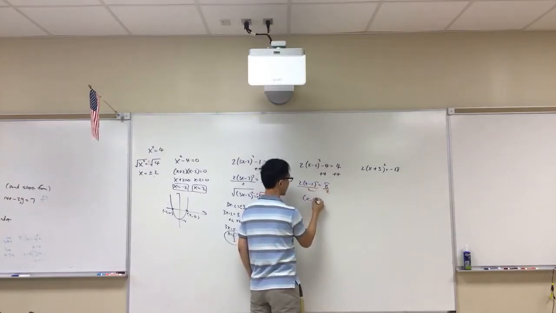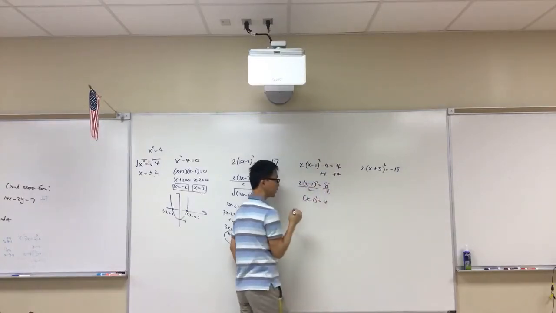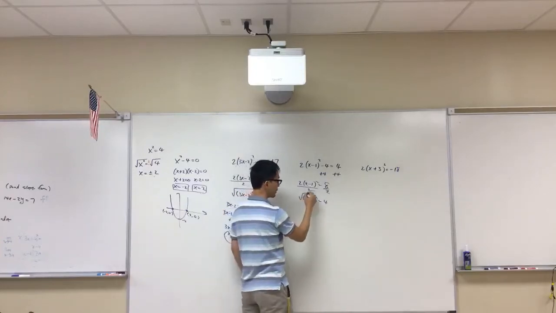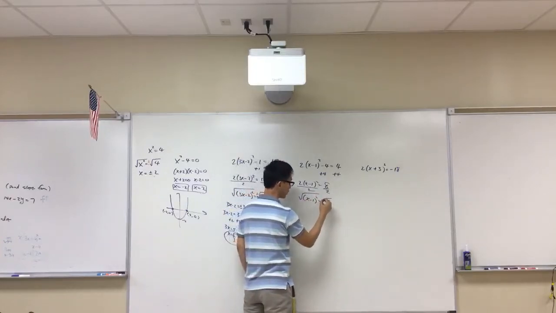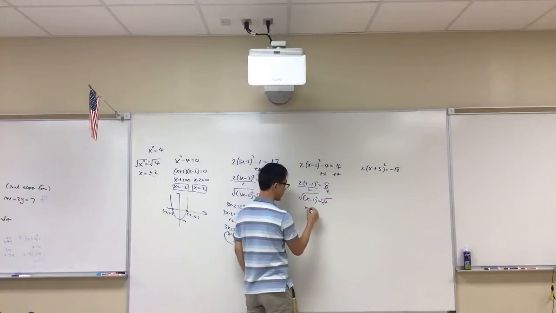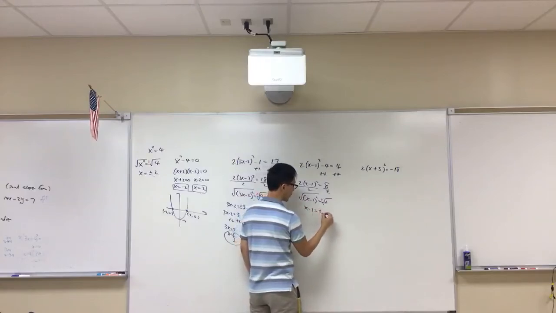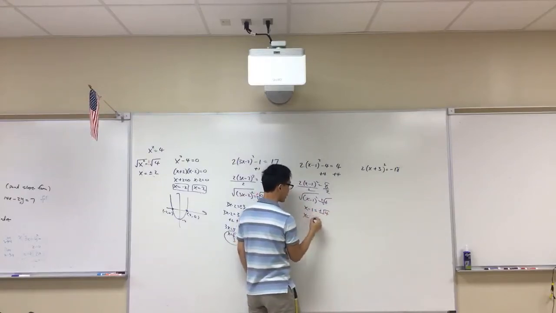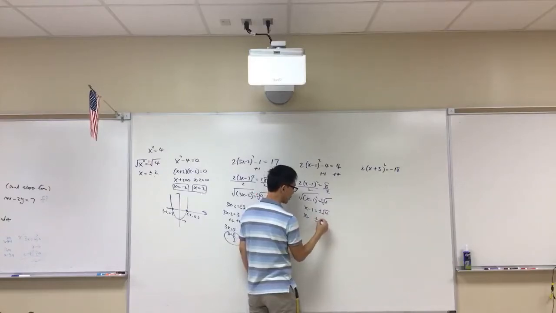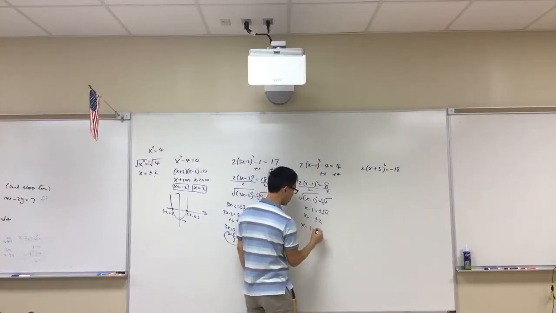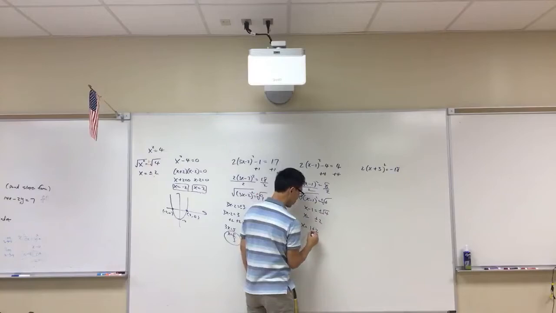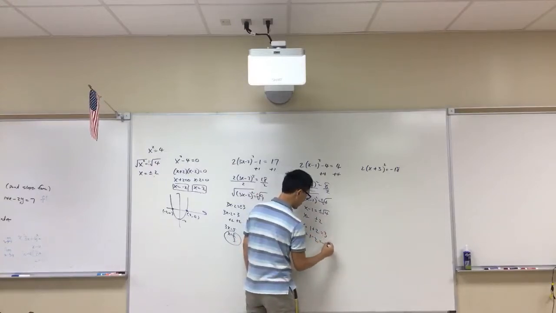So I'm gonna get x minus 1 squared is equal to 4. Square root both sides, but don't forget what? Plus minus. Plus minus, thank you. X minus 1 is equal to plus minus square root of 4. So x equal to plus minus 2. So x is equal to 1 plus 2, 1 minus 2. So that's equal to 3 and negative 1.